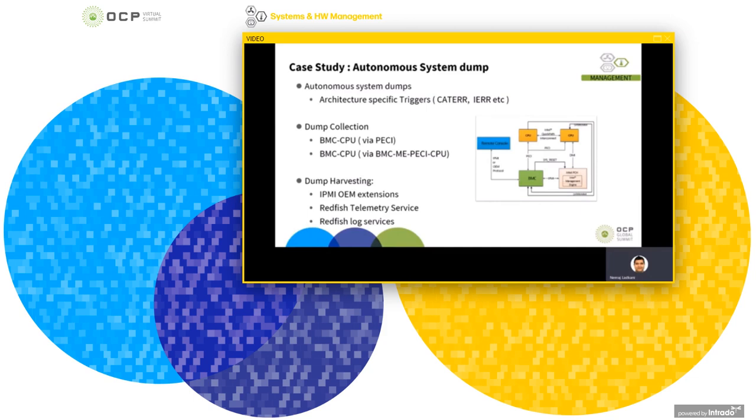Again, the dump collection happens through PECI proxy, or can happen directly over PECI. Dump harvesting can happen using IPMI OEM extensions. Again, we are using pretty raw commands, and in this we are using IPMI blob to transfer the data from the BMC to the host. Or we could also use IPMI over LAN. We can also use Redfish extensions as a Redfish telemetry service. We can also use Redfish logs. That is again left to the service on how you want to represent the fault.